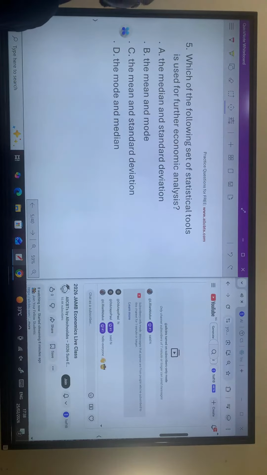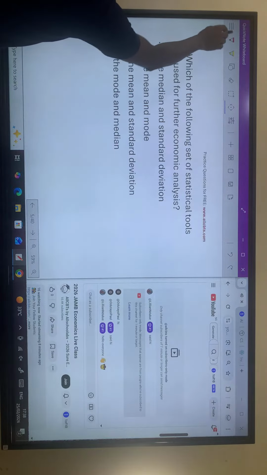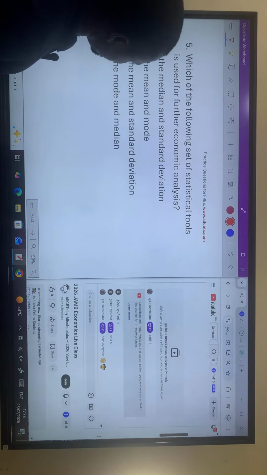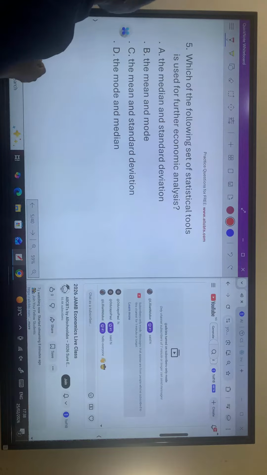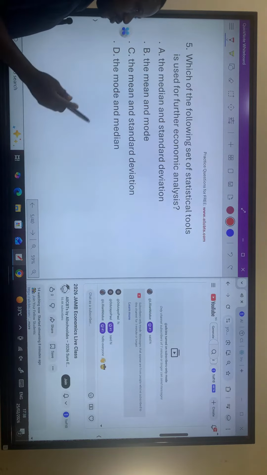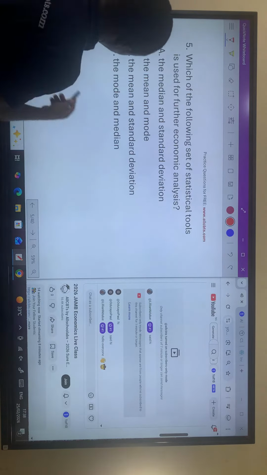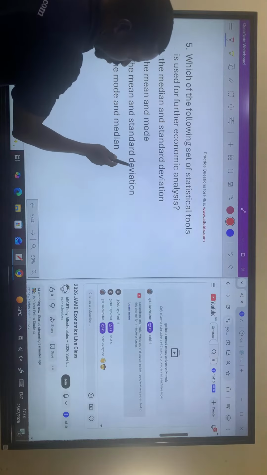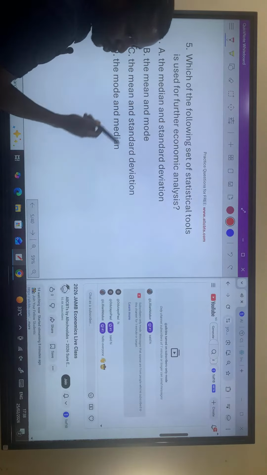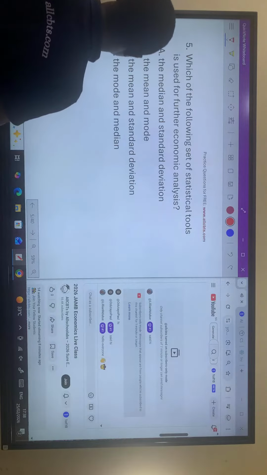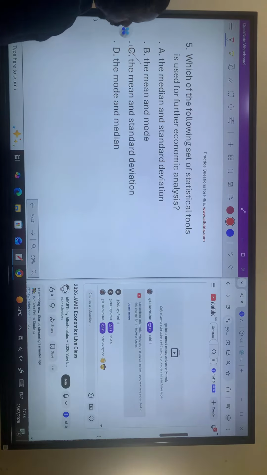Which of the following set of statistical tools is used for further economic analysis? You want to further analyze the economy, what do you do? You make use of mean. Mean is very important, you know that. Within mean you can get your median, you can get your mode, and of course standard deviation. After standard deviation, like we just finished in that question, you find your variance. The root. So option C is the most correct answer.